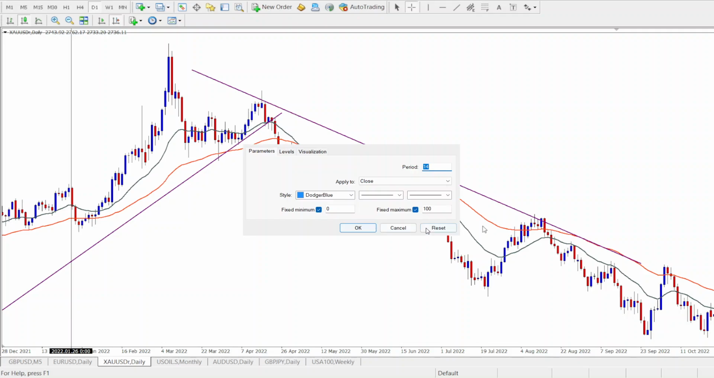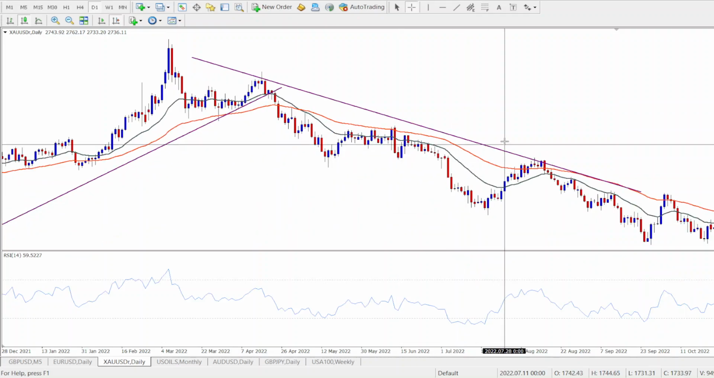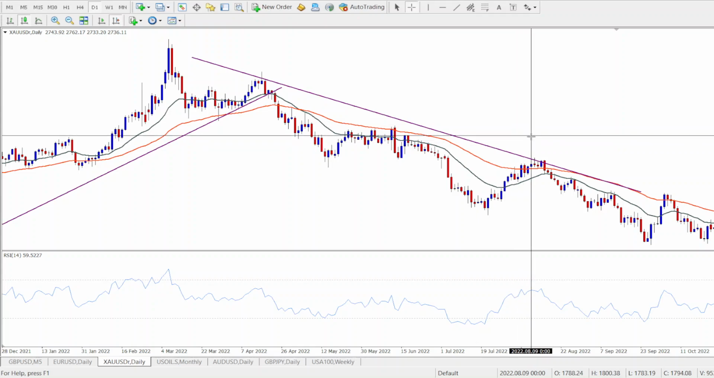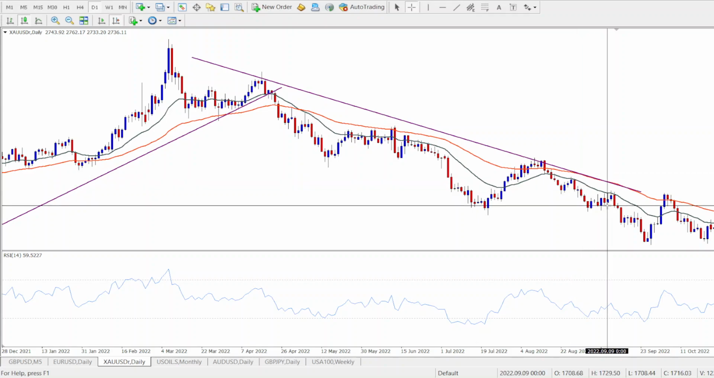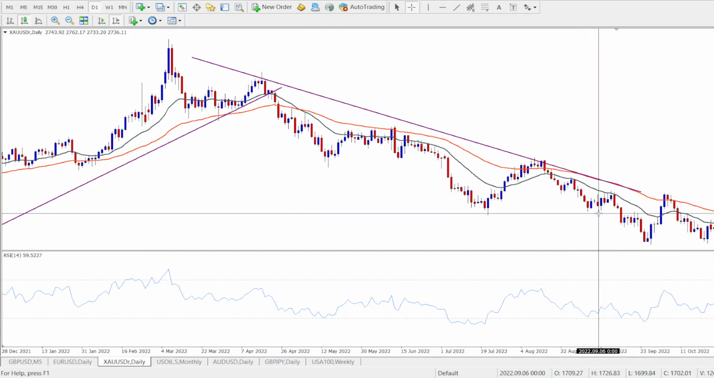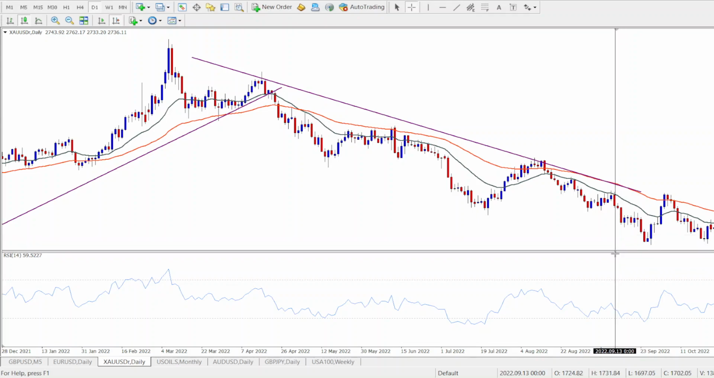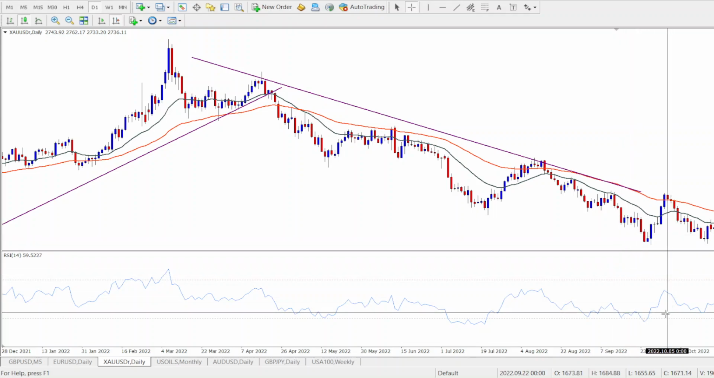All right, so the next indicator we are going to be looking at is the relative strength index. Okay, the RSI. The RSI is also a popular indicator in the market. Now, this is a momentum indicator. The RSI measures the speed and the change of price movements to help you identify when a currency pair might be overbought or oversold.